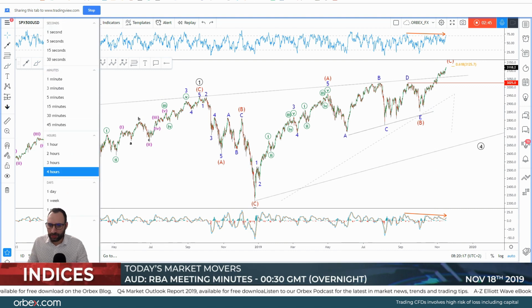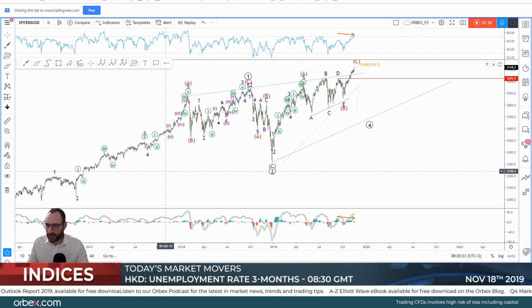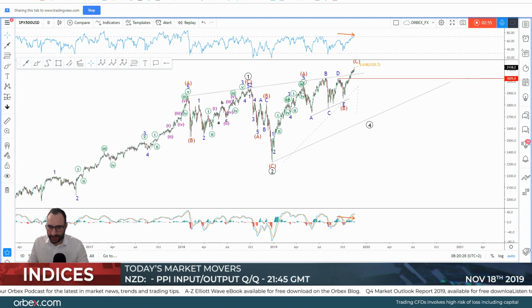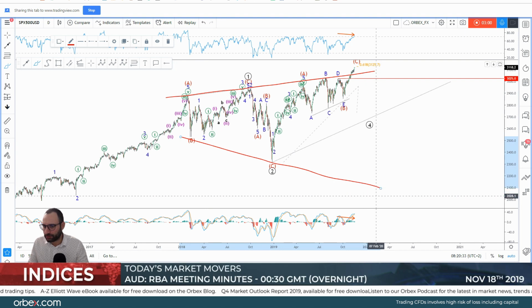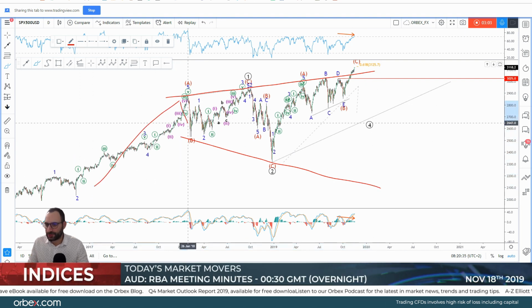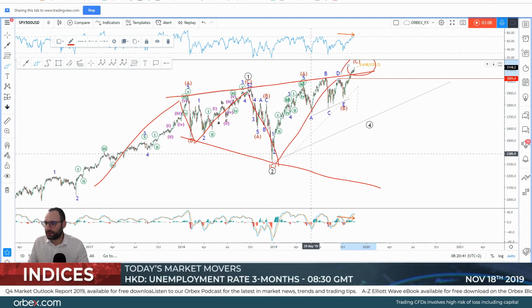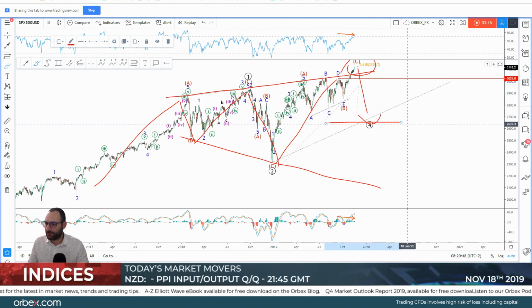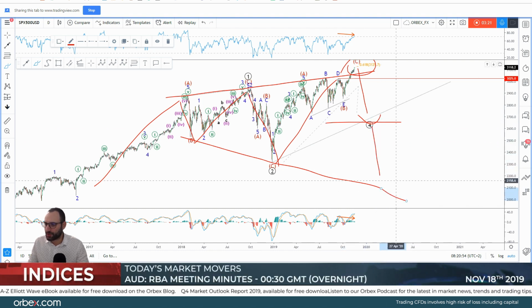Now, I want to go a little bit on the daily to show you something that I've noticed the other day. Now, this is looking like it could also be an expanded triangle, right? With the first wave here, second, third, fourth, and the fifth wave over here. That means a decline from here is not going to stop around that level. It's probably going to move lower towards the 2,000 level, right?